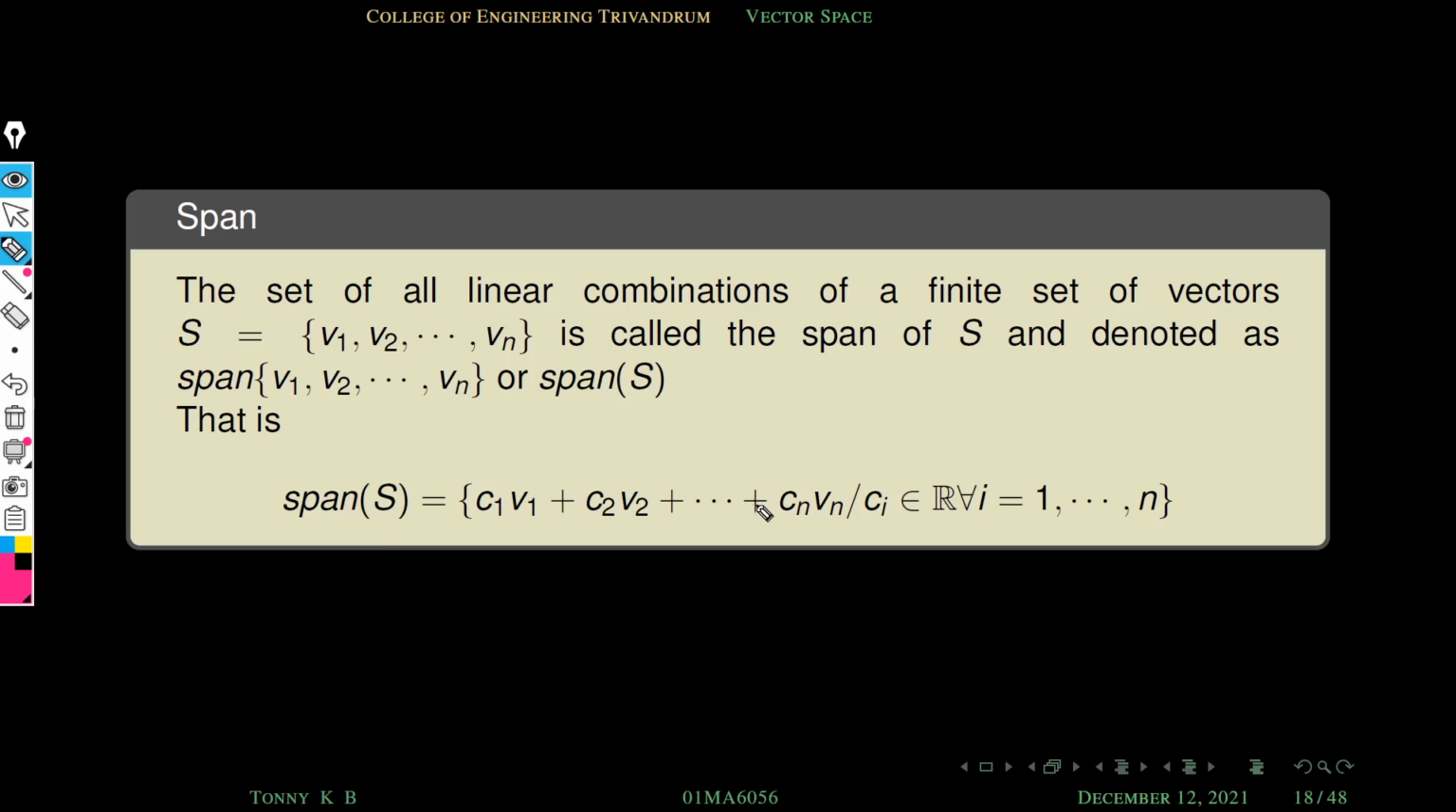Okay, so it is clear that the span contains automatically all the vectors, because if we choose C1 equal to 1 and all other scalars are 0, then V1 also belongs to span of S. So it is clear that our S is a subset of span of S. Clear? And span of S contains more than that, because we have the freedom to take all the linear combinations.